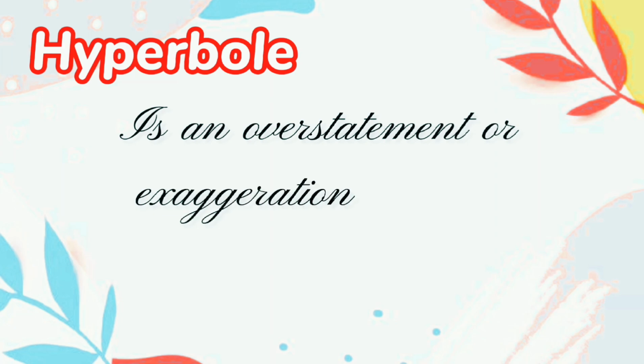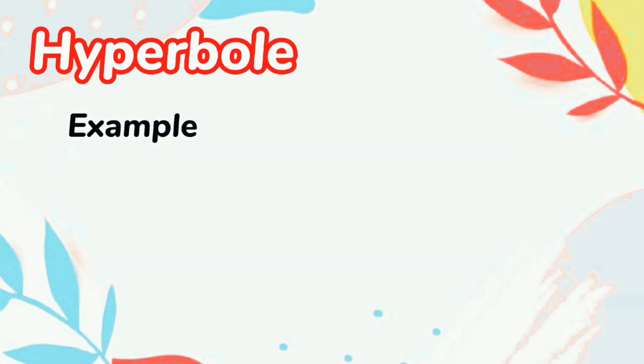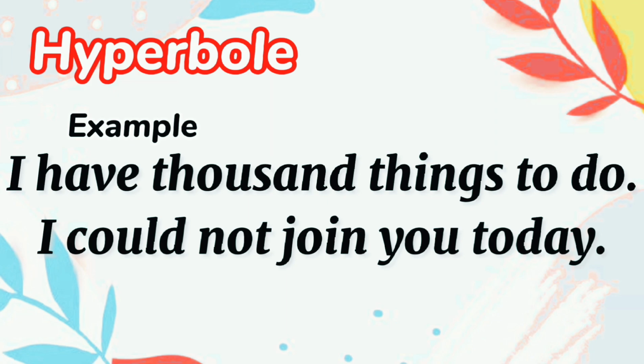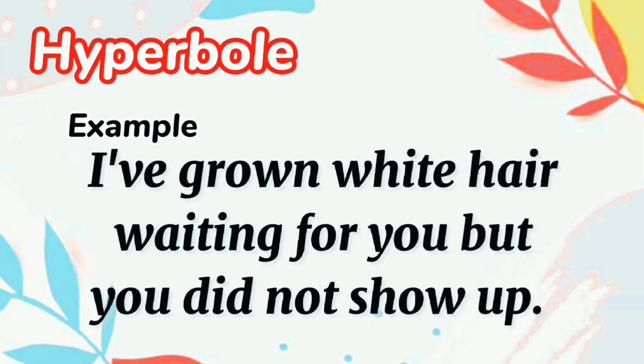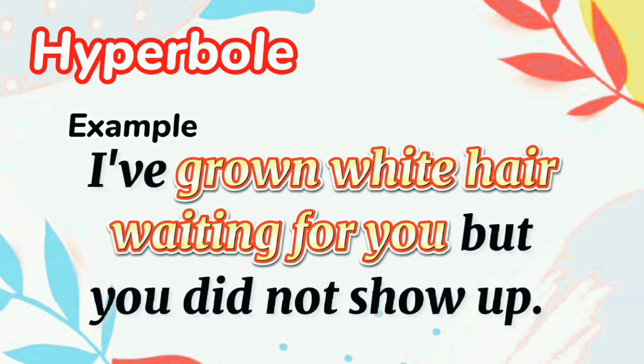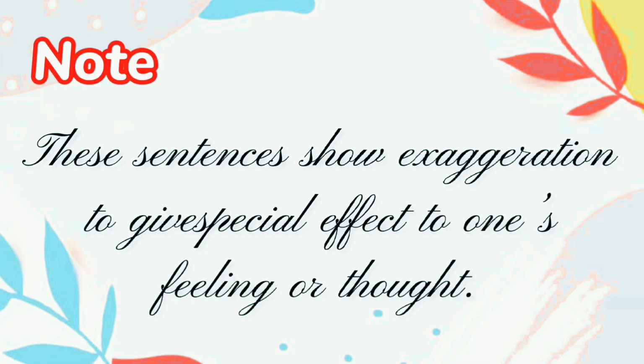Hyperbole. Hyperbole is an overstatement or exaggeration which is intended to emphasize and not to mislead. For example, I have 1,000 things to do. I could not join you today. 1,000 things to do shows exaggeration. Another example, I've grown white hair waiting for you, but you did not show up. Grown white hair waiting for you shows overstatement. These sentences show exaggeration or overstatement to give special effect to one's feeling or thought.